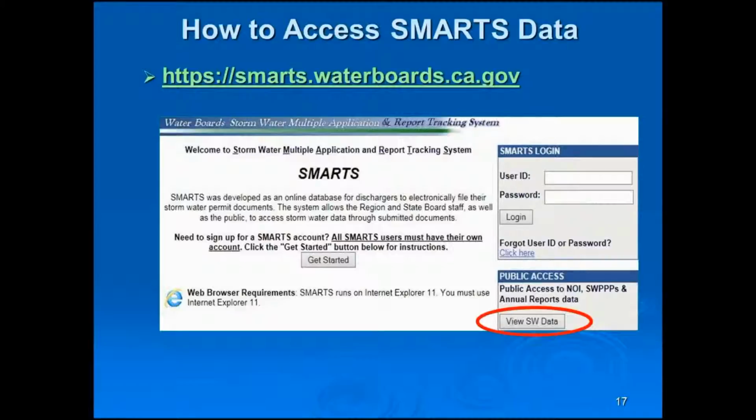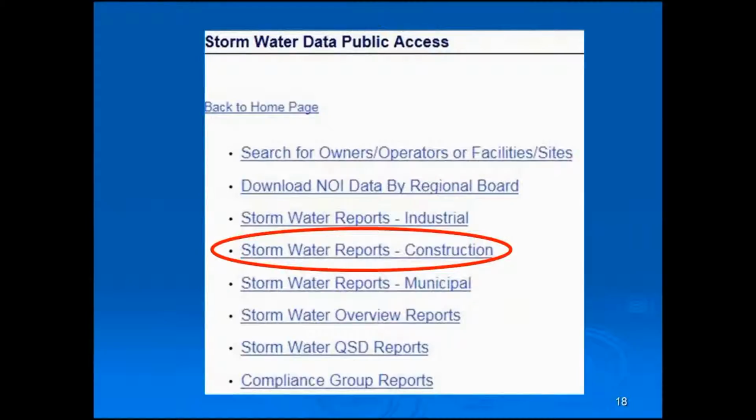Okay, so to access the public information, this is a screenshot of our login page. You don't have to have a user account. You can just simply click on that view SWs stormwater data, which will take you to a main interface page. These are the list of the programs and types of reports that are available. What I'm going to demonstrate today is for the construction program, but you can click on any of those.